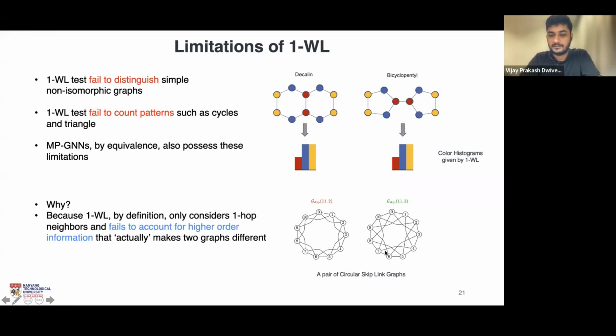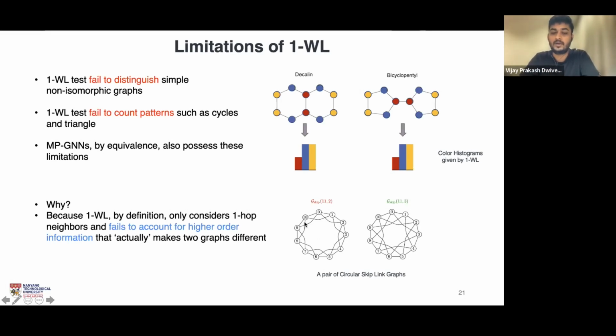Similarly, in this case, this is a pair of circular skip link graphs where each node in both of the graphs has 4 neighbors, 2 adjacent and 2 with a skip. So the skip length in the left graph is 2 because 0 is connected to another node with a 2 hop distance, whereas on the right, 0 is connected to another node with a 3 hop distance, like 1, 2, and 3. So it's connected to the third node. This is the difference, and that is the skip link of the graph. So these two graphs are also different, but 1WL will always fail to distinguish them, and the color histograms would be the same in both cases.